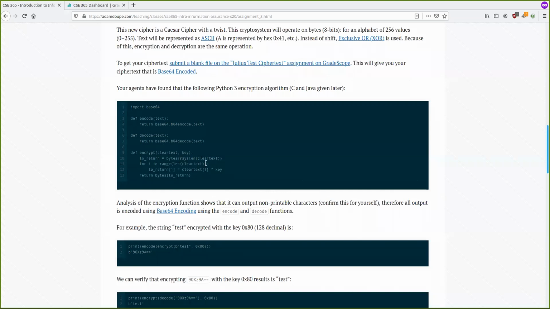A little below, along with this helper code in Python, we have also included helper code in C and Java, which you can also reuse if you program in any of those languages.